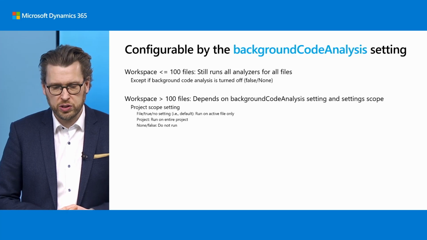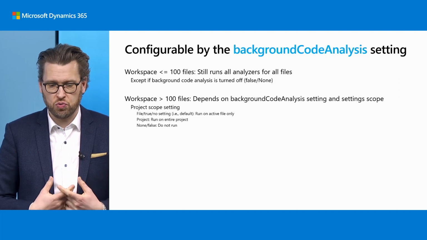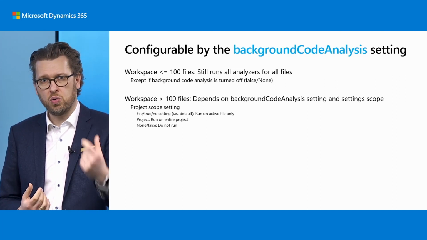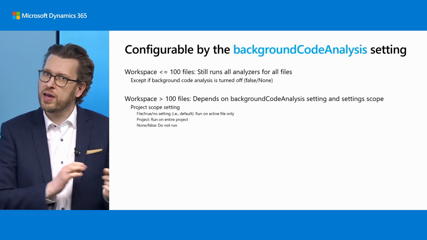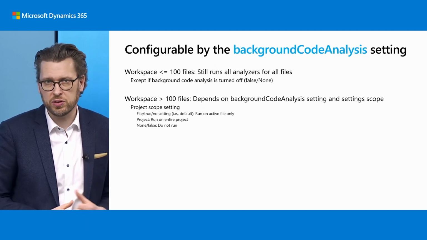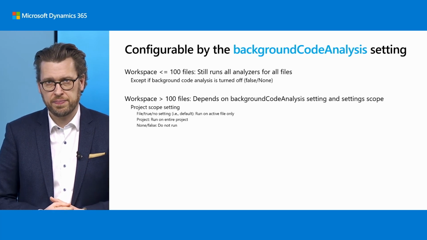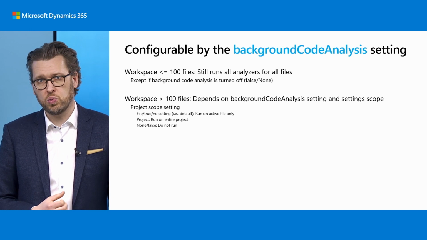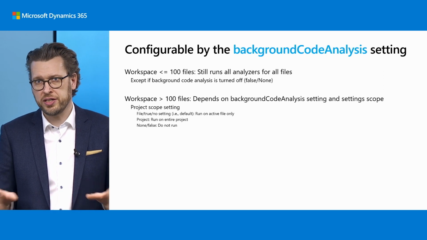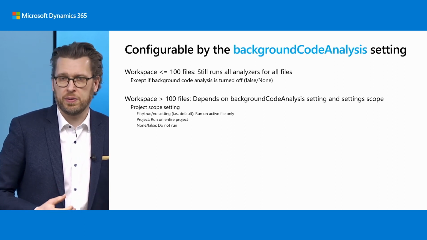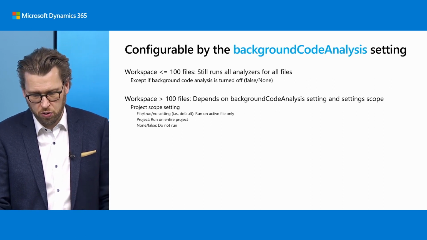On each project in the workspace, you can set how this background code analysis should run. You can choose that it's only run on the active file, and as I said before, that's the default. When that is set, whenever you edit a file in the project and the workspace is more than 100 files, it will only run the code analyzer rules for that active file. You can still say in the project that you want to run on a project scope, on a project level. That means that whenever you change something in the project, it will run for all of the objects in the project itself. And then you can turn it off so it's not running at all.